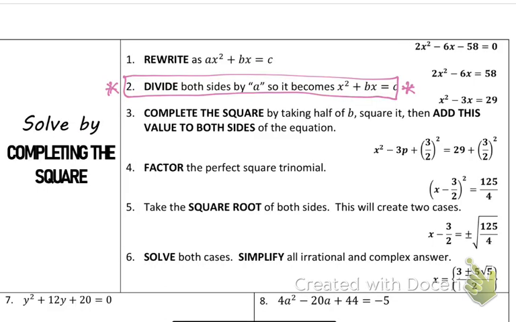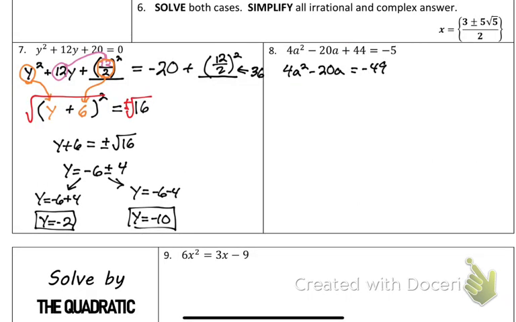That's why I told you to do this. This right here has to be a 1. So your first step, after you move stuff, is to divide everything by 4, because that needs to be a 1. That is now going to give me a squared minus 20 divided by 4 is 5a. I'm going to leave a plus a blank equals negative 49 over 4.